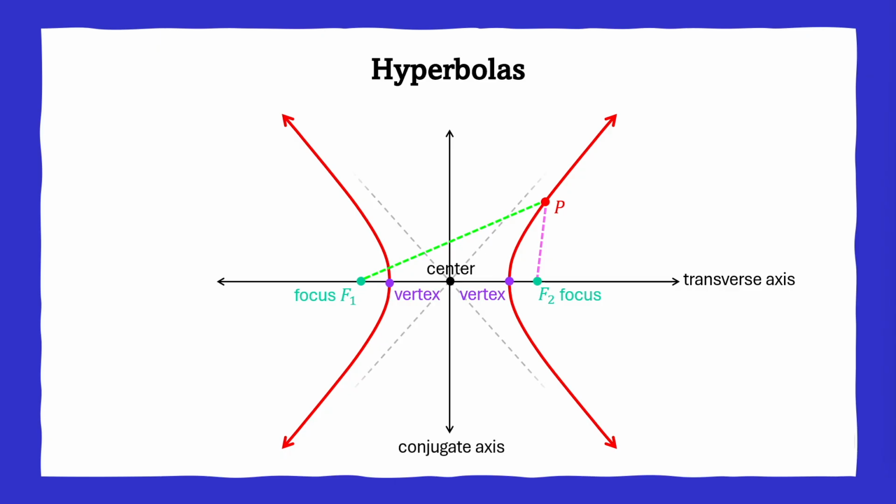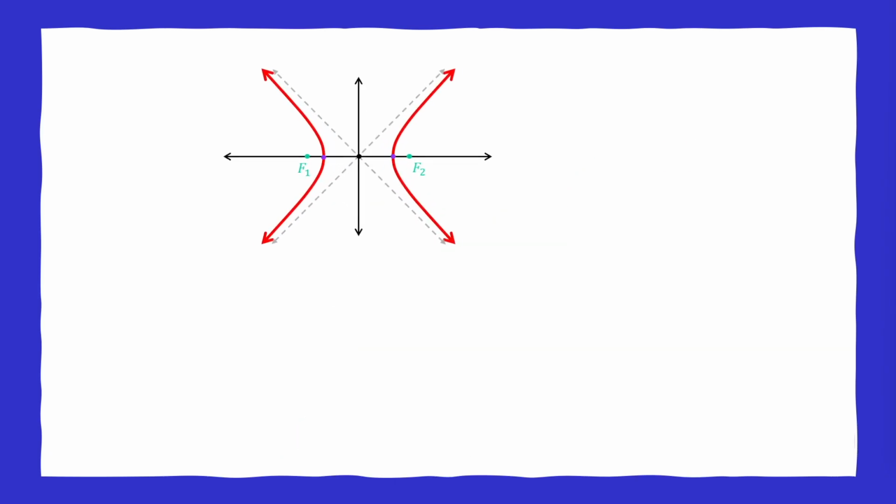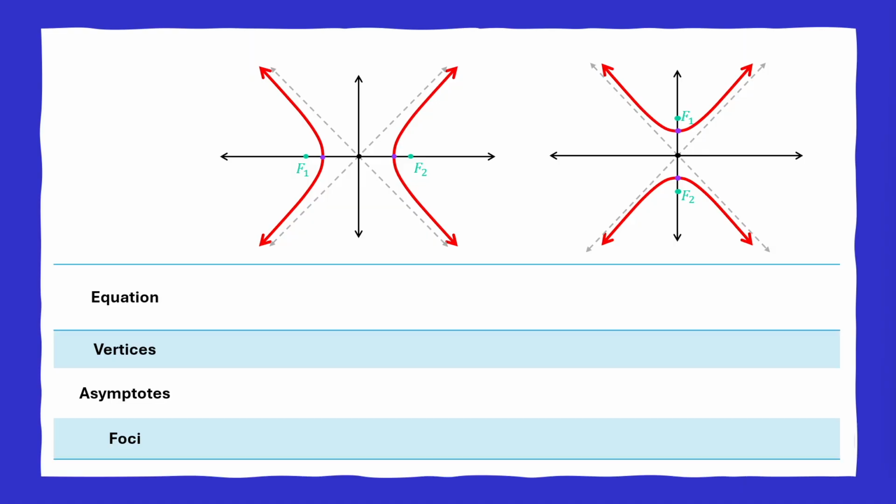The asymptotes are diagonal lines that pass through the center and extend outward. They act as guides that the branches of the hyperbola get closer and closer to, but never actually reach. These lines define the general shape and opening of the hyperbola. A hyperbola can open in two directions, horizontally or vertically, depending on the equation.